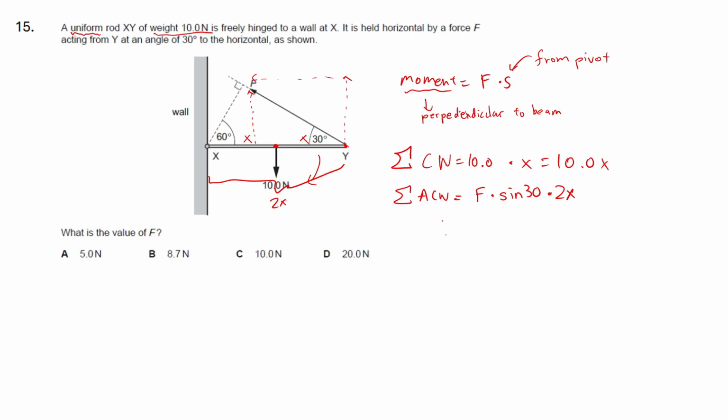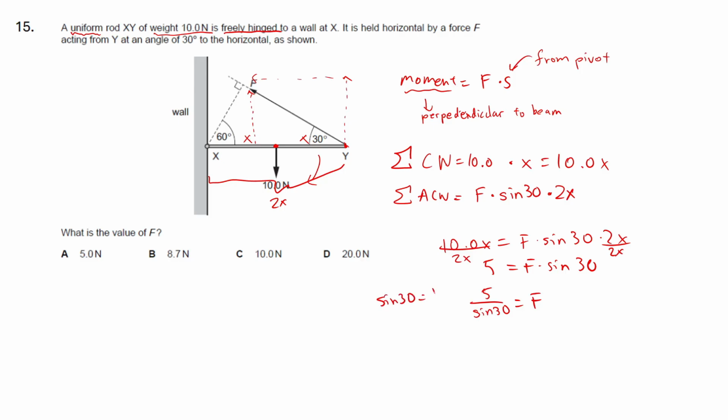Now we have these two, and since we know that it is freely hinged to the wall, we can say that these two are actually equal. So 10.0x is equal to F times sine 30 times 2x. Dividing by x, actually, sorry, this is 5 because we divided by 2x. So 5 is equal to F sine 30, and then 5 divided by sine of 30 is equal to F. Sine of 30 is equal to 1/2. So if we divide by 1/2, we multiply by 2. So this is equal to 10. So in this case, it's going to be C.